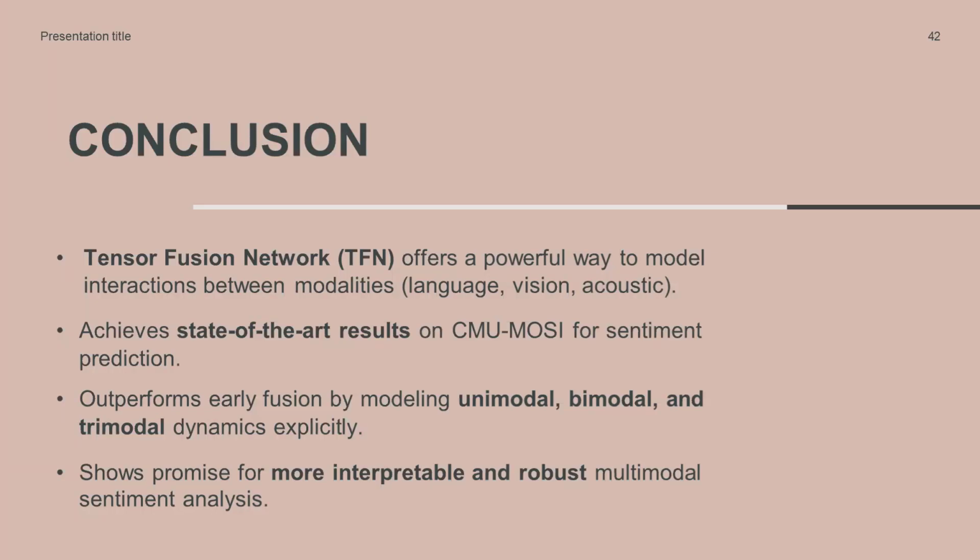So to conclude, TFN presents a powerful and elegant way to model interaction across multiple modalities, language, visual, and acoustic, making it ideal for tasks like sentiment analysis. On the CMU-MOSI dataset, TFN achieved state-of-the-art results across binary, 5+, and regression settings. Unlike earlier approaches, TFN doesn't just combine modalities, it explicitly models unimodal, bimodal, and trimodal dynamics, leading to richer, more accurate representation. It also demonstrates that deep multimodal learning can be both interpretable and effective, offering practical value in areas like social media analysis, human-computer interaction, and emotion-aware AI.